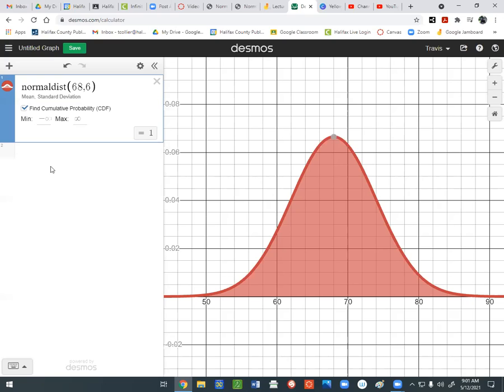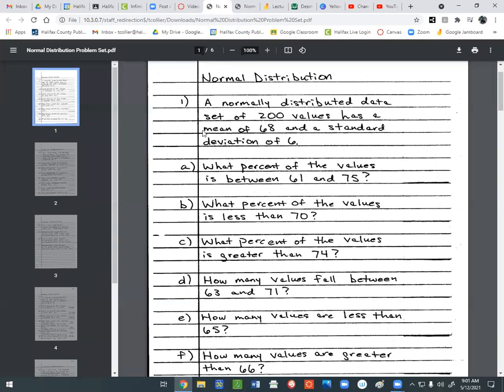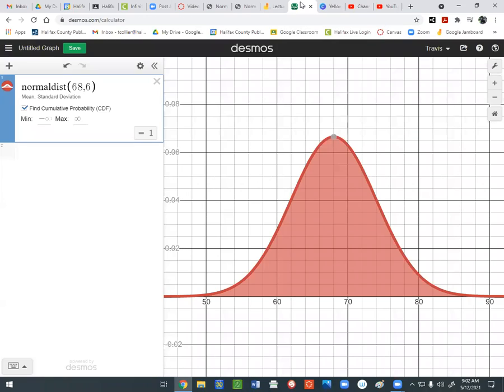So now, what is our minimum limit and what is our maximum limit? Let's check and see. The first question says, what percentage of the values is between 61 and 75? So what that means is the 61 is going to be the minimum and the 75 is going to be the maximum. So 61, 75.